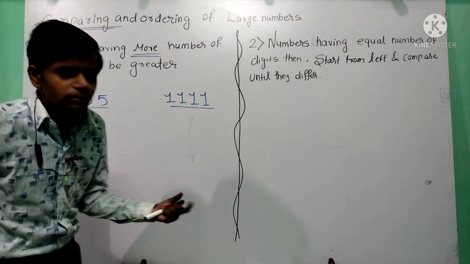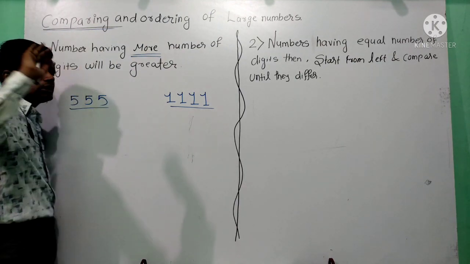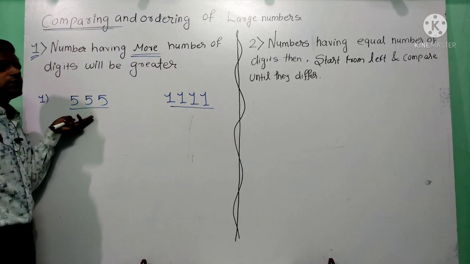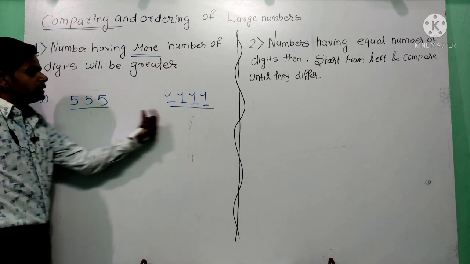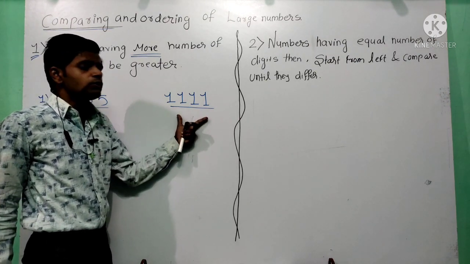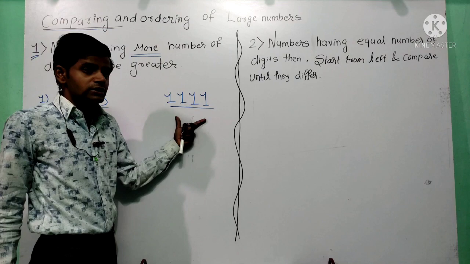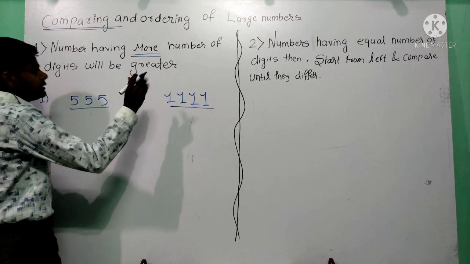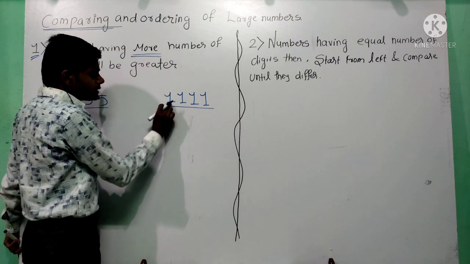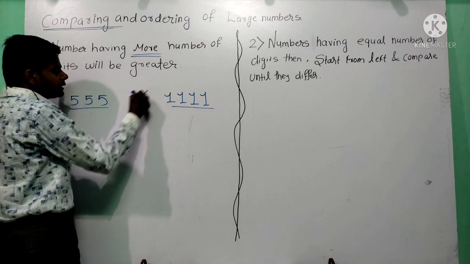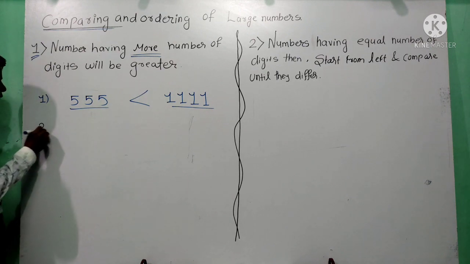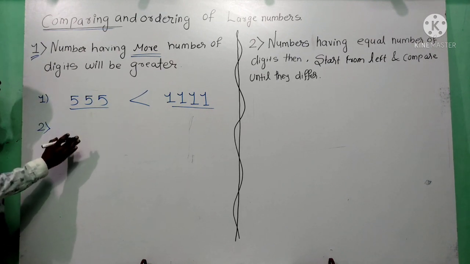This number is bigger because it is going into the series of 1000. It has reached 1000. And what about this? It is still in the 100 series. So what is happening here? If the number of digits is more, that number's series will be bigger, it goes into a bigger series. So the number having more digits will be greater. So this will be greater. Same thing we have to follow, and this rule we have to follow.